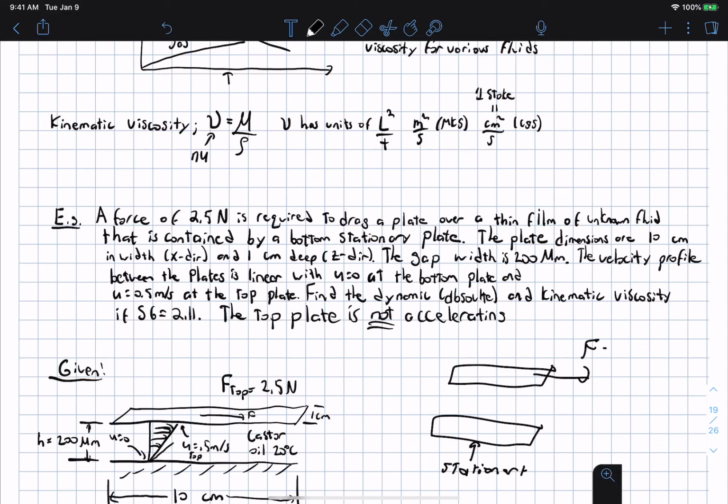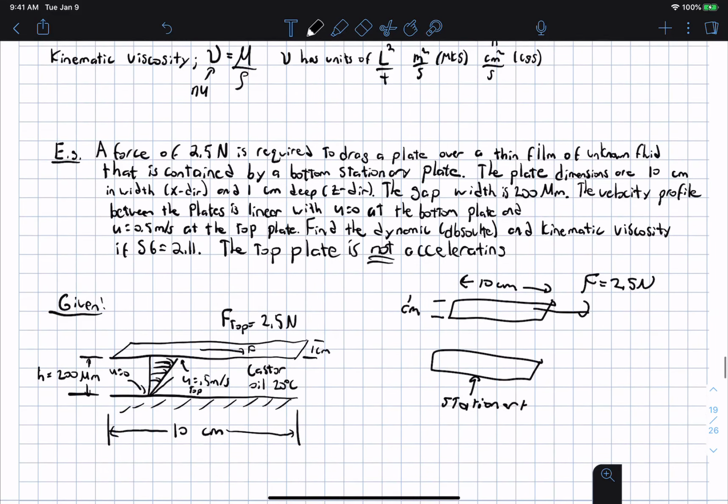Okay, and we need F equals 2.5 newtons to move the top plate, and this bottom plate, as I said, is stationary. And it is 1 centimeter deep, and it is 10 centimeters wide in the x direction. Okay. And if I keep reading at the top here, the gap width, that is the distance between the two plates, is 200 micrometers.